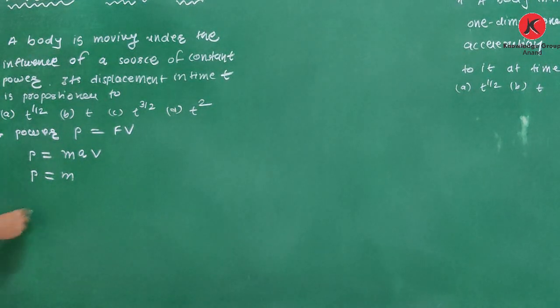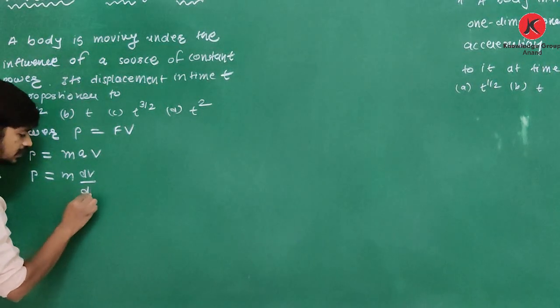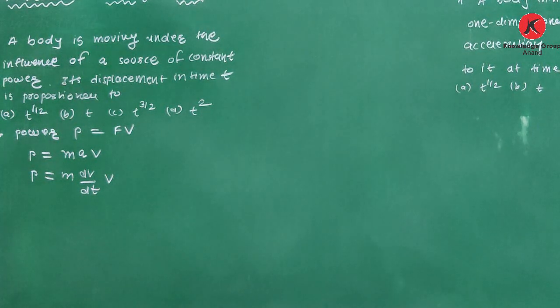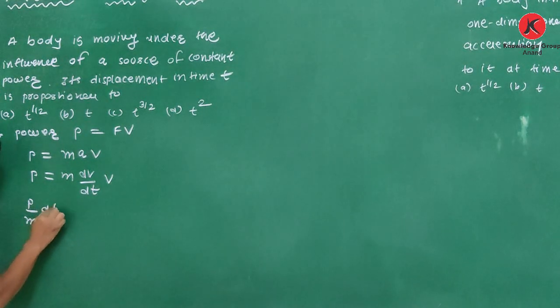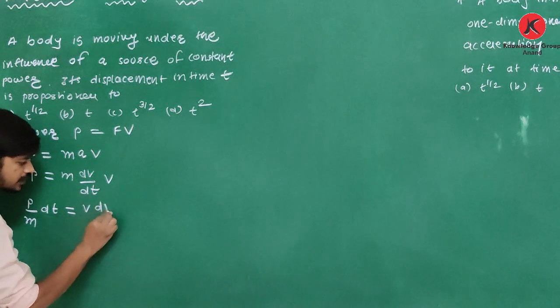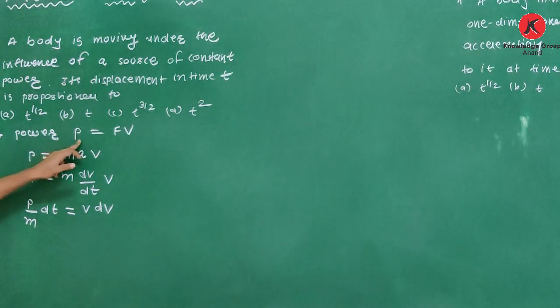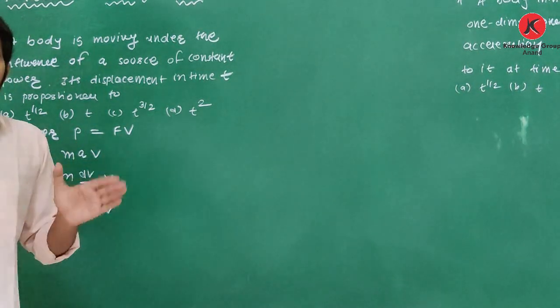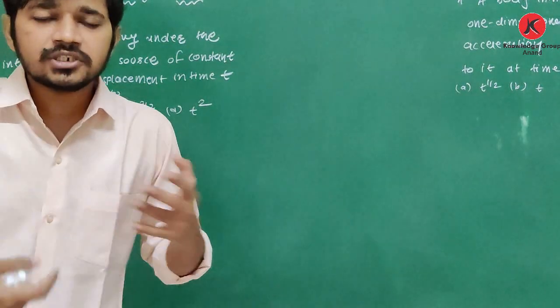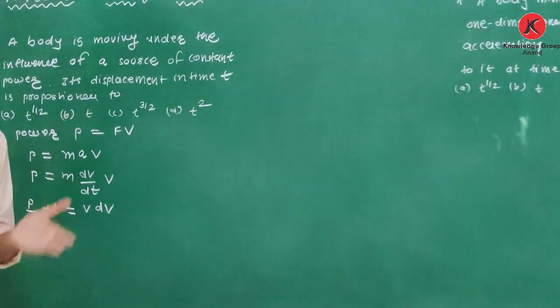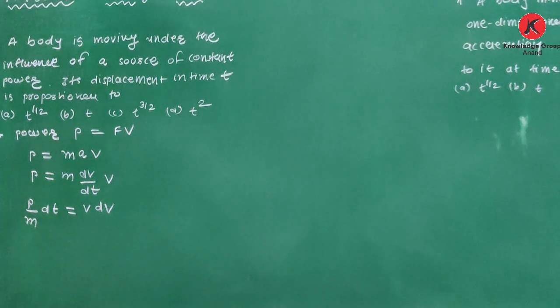Now P is equal to m a v, and I can write a is equal to dV upon dt. Clear about this? See what actually we have to do in this question. First of all, from P is equal to Fv, we have to find the relation of V, that is the equation of V, and then from the equation of V, we have to find the equation of x, that is displacement.